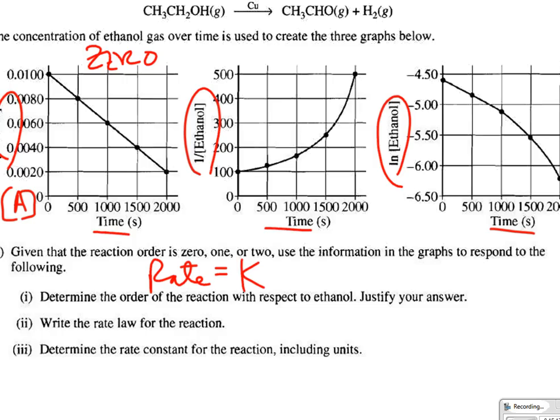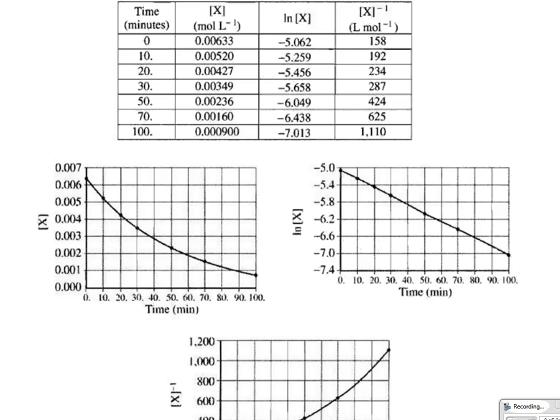Here's another example of data. The first thing I notice is I have a straight line plot and my data is a natural log of X. That means I know it is a first order reaction based on its straight line plot. Here's another example. We'll skip through that.